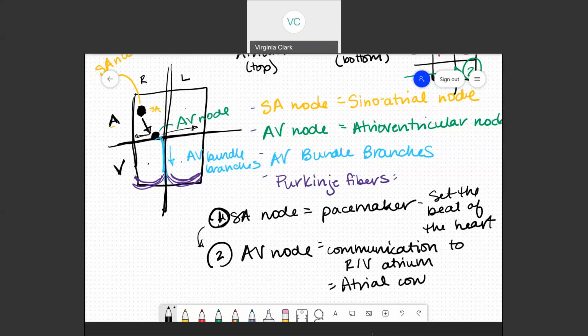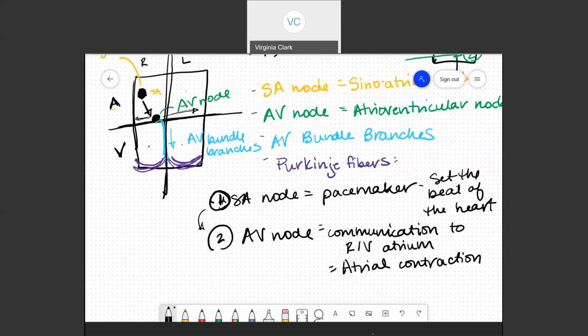So if you are standing in a line with all of your friends and you're all holding hands, and you squeeze hands one by one all the way down the line super, super quickly, everyone has gotten the communication to squeeze at the same time. Your AV node essentially sends little tiny offshoots down through the right and the left atrium and says contract. So you have atrial contraction.